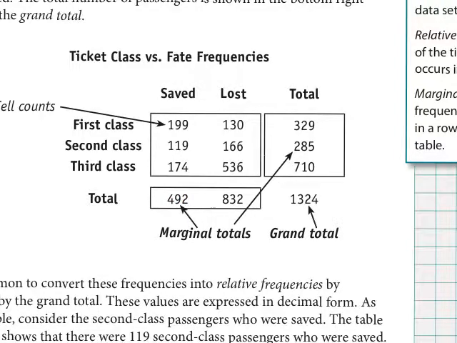What's the total number of second class passengers? 285. I come to second class, I come across, and the total number is 285. How many first class passengers were lost? 130. How many people were on board? 1,324 people was the grand total. That's how many people were on board total.